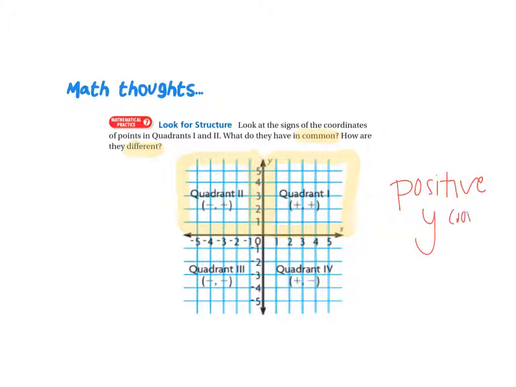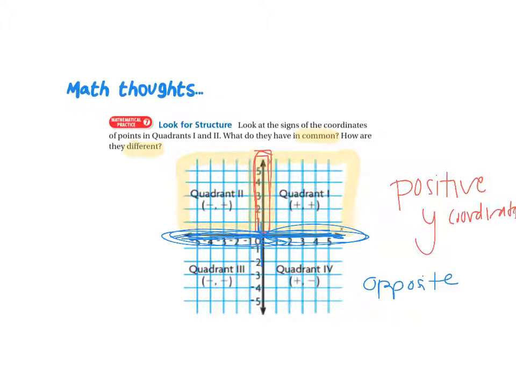Y coordinates. They both have positive y coordinates, and I think that's because, and actually I know it's because, this number line here is positive, and they're both positive y. So that's what I noticed. How they're different, their x-axis is different. And I know that's because here they're split positive on this side and negative on that side. So they have different, let's say, opposite x coordinates.